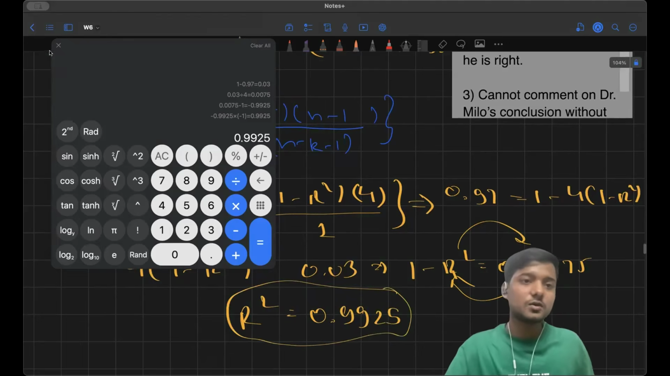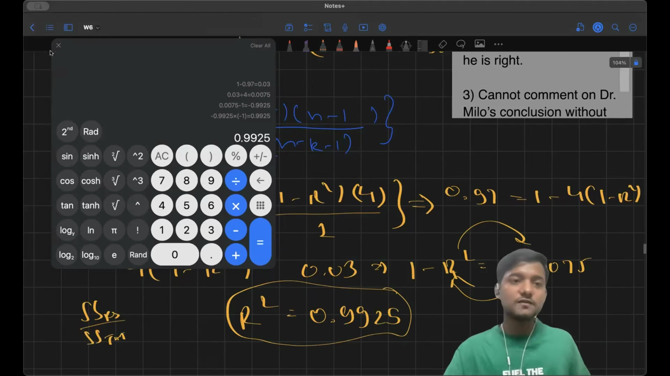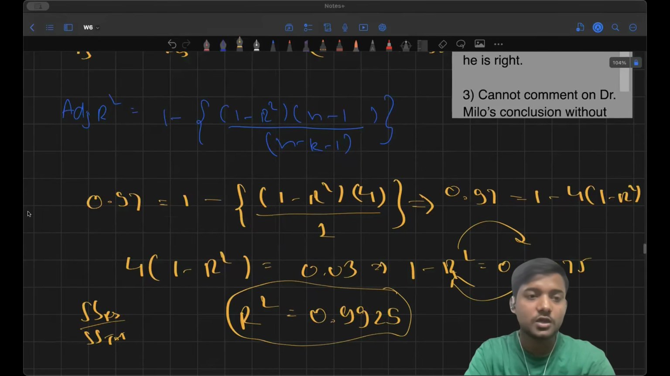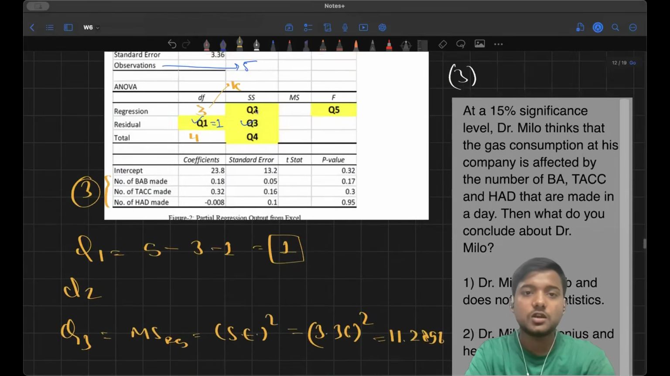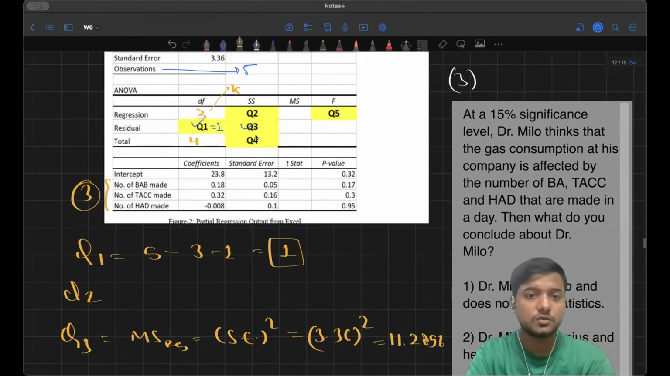This is what you have. And what is R square? R square is basically sum square regression upon sum square total, right? So you have some relationship here between your sum square regression and sum square total. So at least we have one relationship to work with, okay? We know what Q2 and Q4 would look like. And then what else can we use? We also know Q3 is this.